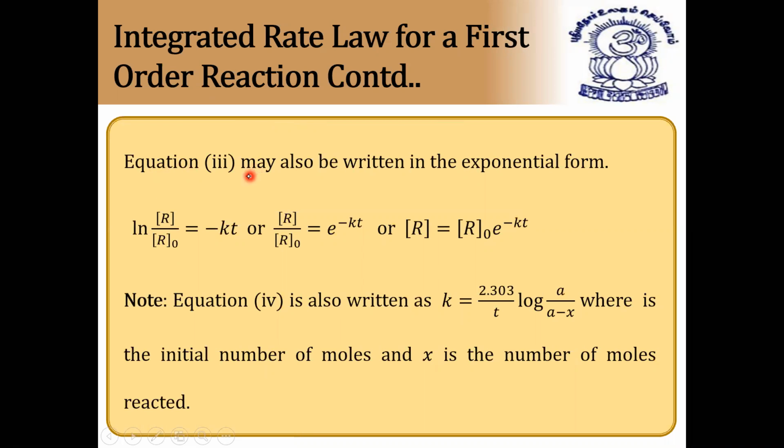So equation 3 may also be written in the exponential form. That is ln R naught is equal to minus kt, or e power minus kt, and so on. However, we'll use this formula only: k is equal to 2.303 by t into log base 10 of a by a minus x, where a is called the initial concentration, initial number of moles, and x is the number of moles reacted, that is a minus x. Very, very important. This is the application formula. So I hope it is clear.